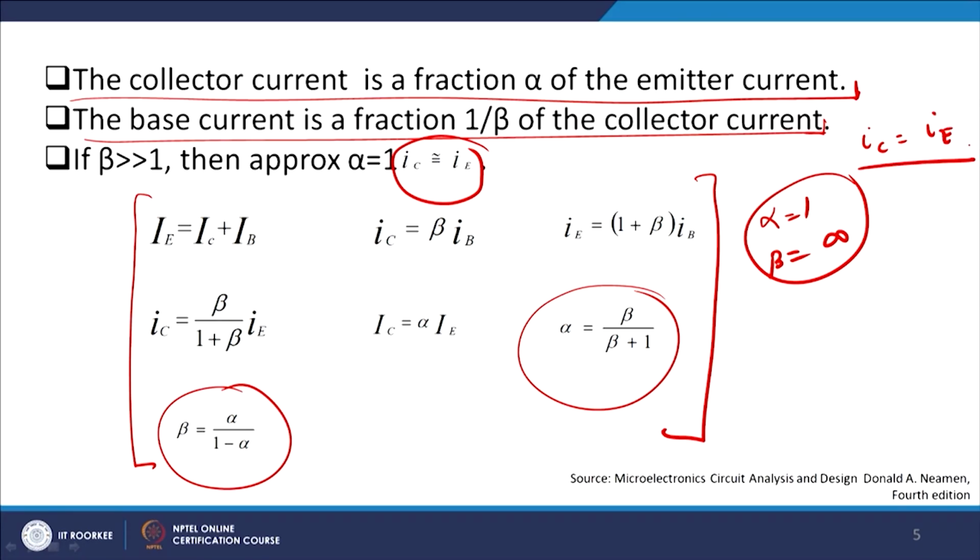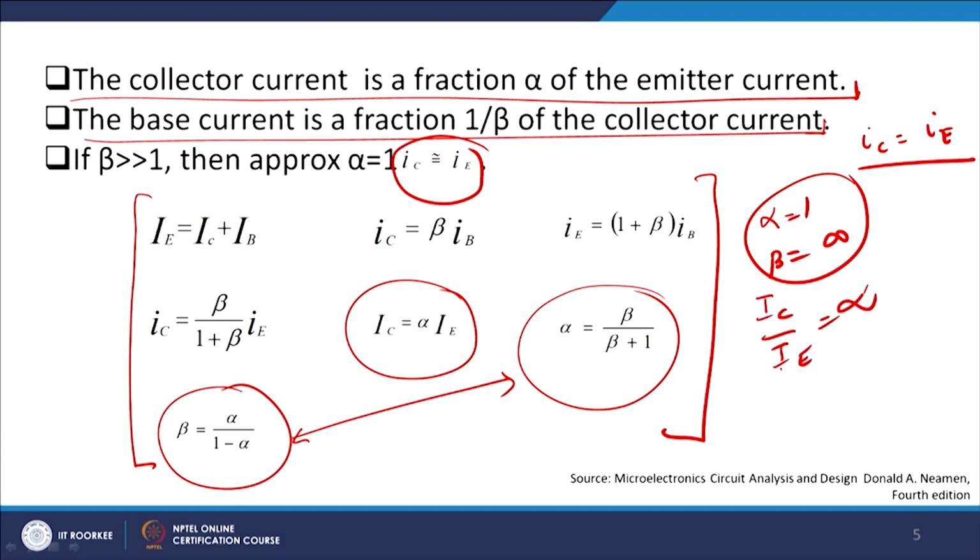Now the very important formulas shown in this slide are how alpha is related to beta, and how beta and alpha are related to each other. In standard books you will find the methodology for how you get this alpha and beta from basic Kirchhoff's law. We have also understood that IC equals alpha times IE, and therefore IC by IE is basically equal to alpha, which we have already seen. We have seen beta to be equal to IC by IB for all practical purposes.